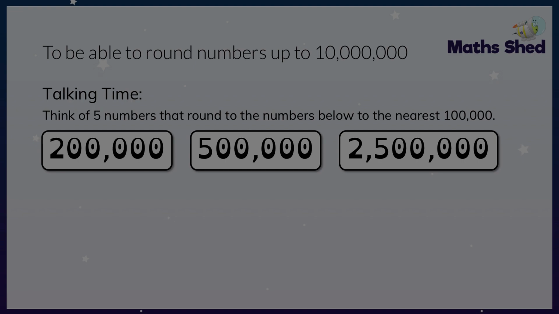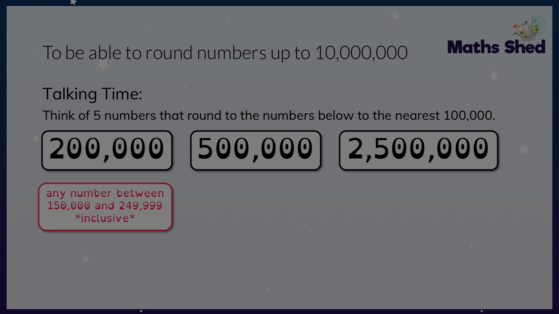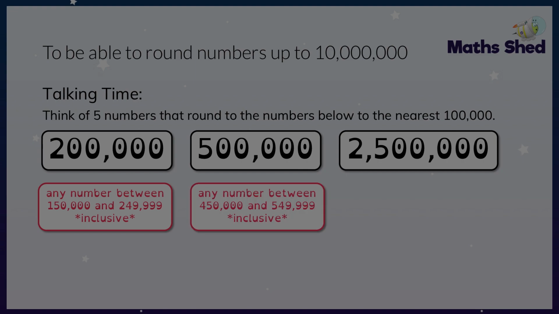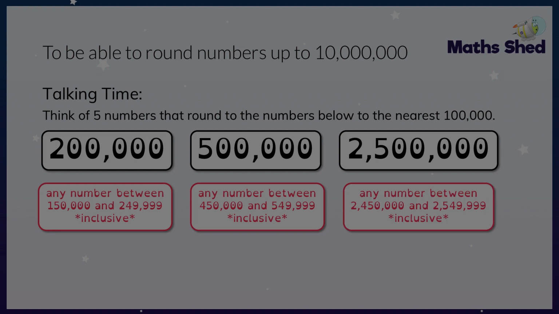Now, sometimes they'll give you the number and say round it to this, round it to that, etc. Whereas sometimes they'll give you, like we have here, some numbers and ask you for numbers that would round to them. For example, it's asking for 5 numbers that would round to 200,000. So, a number that would round to 200,000 would be any number between 150,000 and 249,999. 500,000 would be between 450,000 and 549,999. And finally, 2,500,000 would be the numbers shown in red.